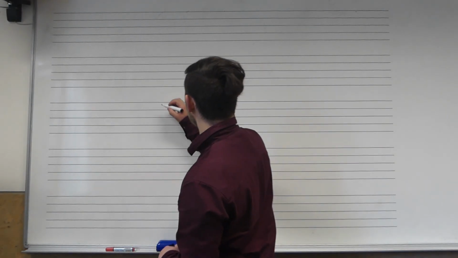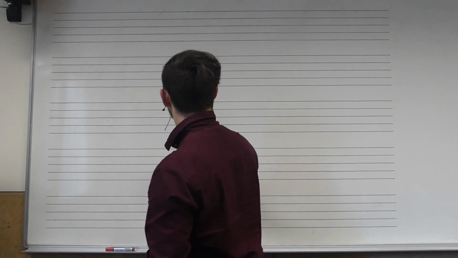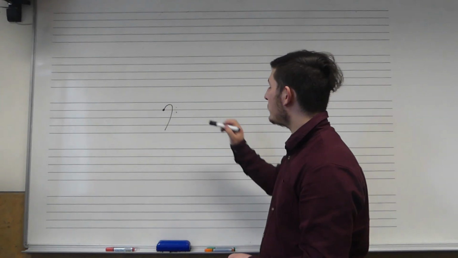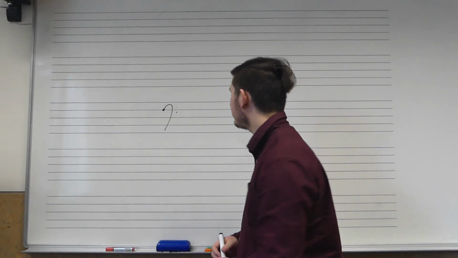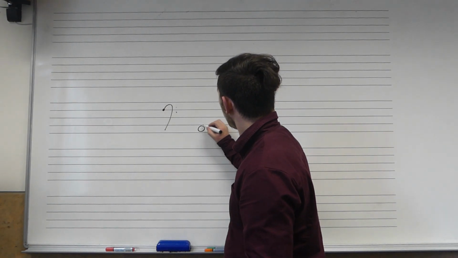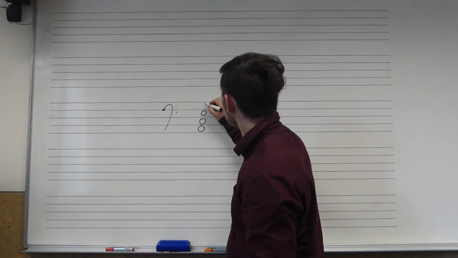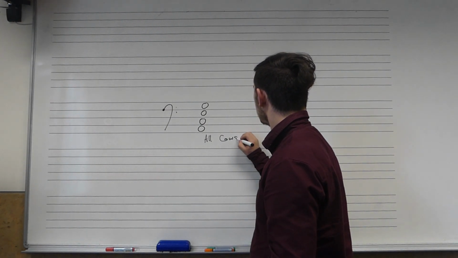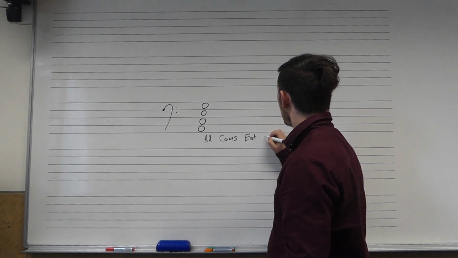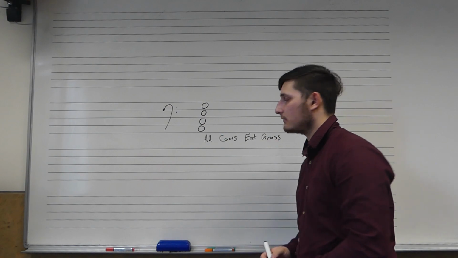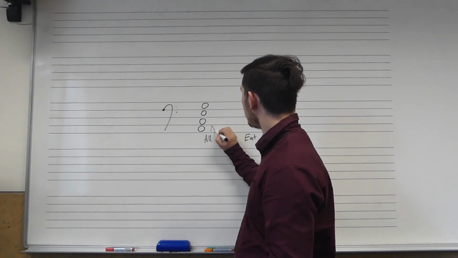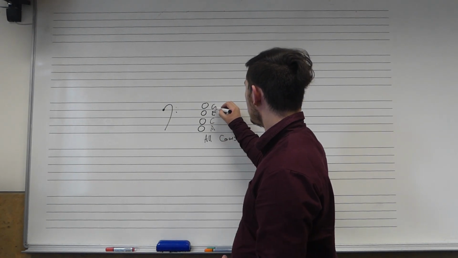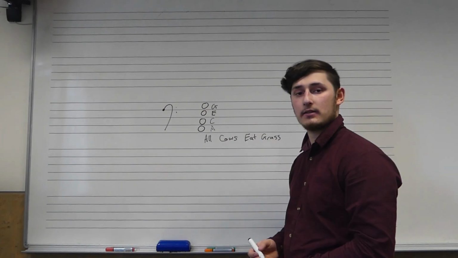Next, we have the bass clef. Now, we're going to use some more mnemonic devices to work out the notes on the bass clef. For the notes in the spaces, we have all cows eat grass. Starting from the bottom, we have A, C, E, and G. All cows eat grass.